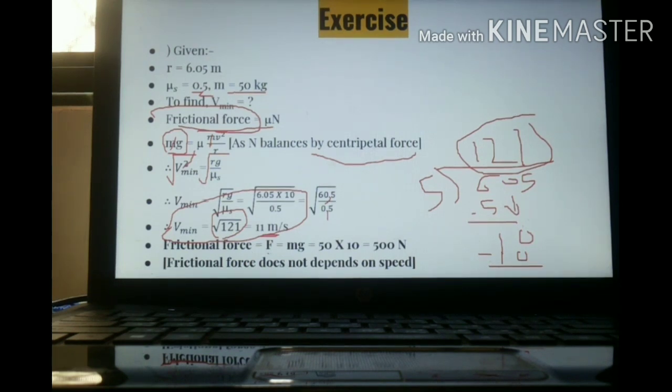The frictional force F is equal to mg. m is what? 50, and g is 10. So we will get the frictional force as well. And frictional force doesn't depend upon the speed. So even if the speed is increased, the frictional force will remain the same, as frictional force is a limiting force. It will not change if the speed is increased by 20% or whatsoever.